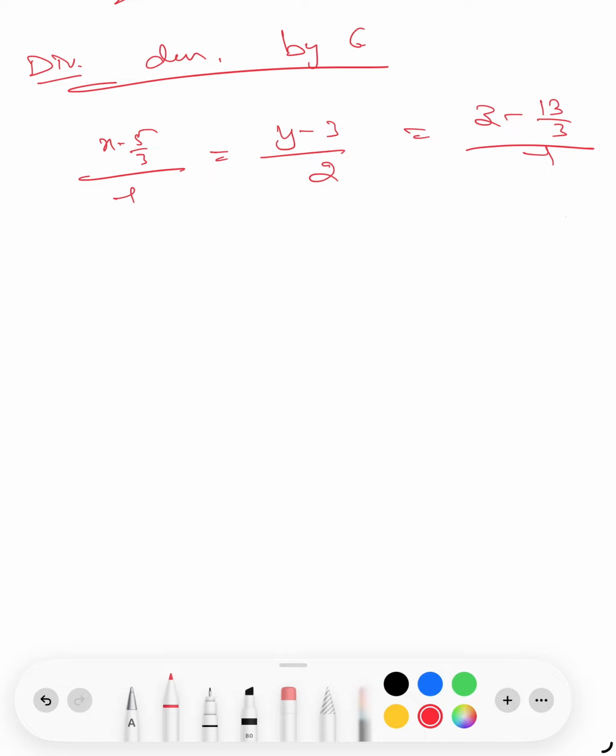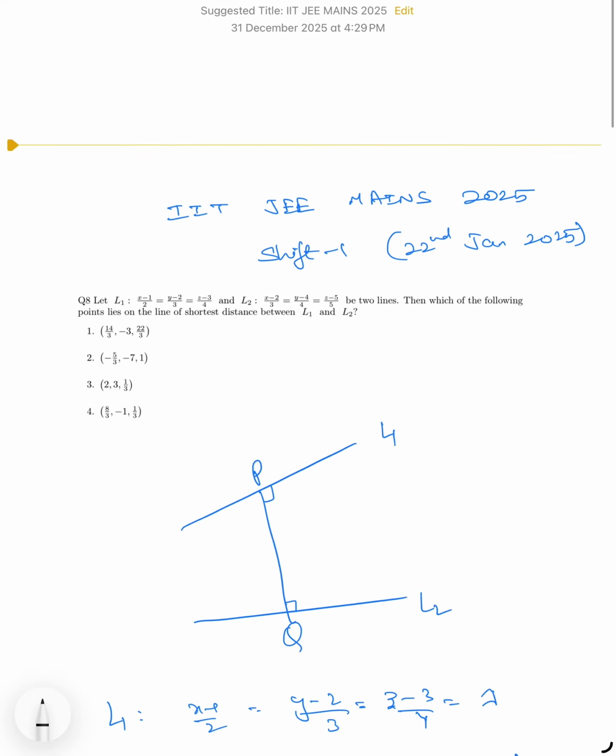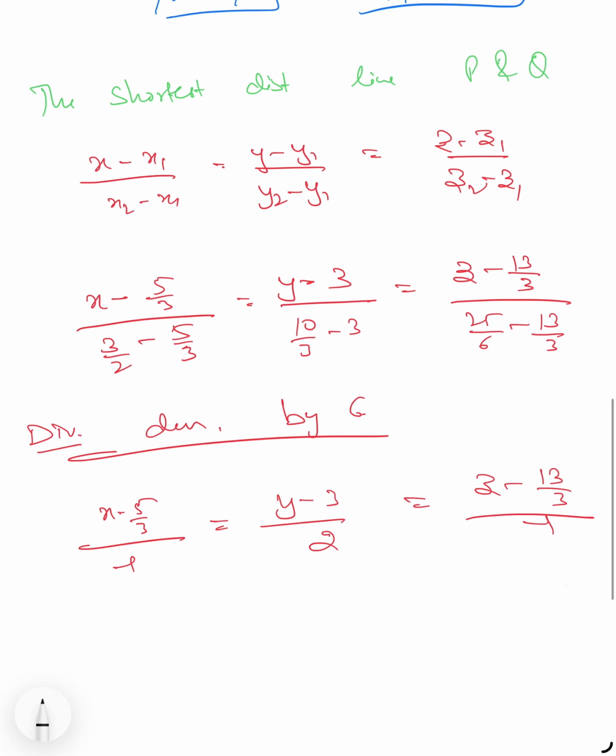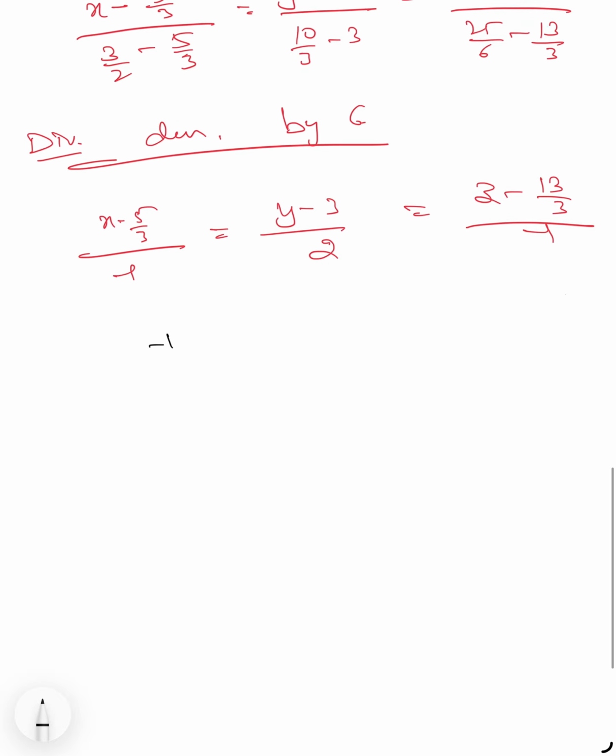Now we have to judge which of the options satisfies this equation, because this is the equation of the line which is perpendicular to both L1 and L2, the line of shortest distance between L1 and L2. Our first option is 14 by 3, minus 3, 22 by 3. Let's substitute 14 by 3, minus 3, 22 by 3 in this.